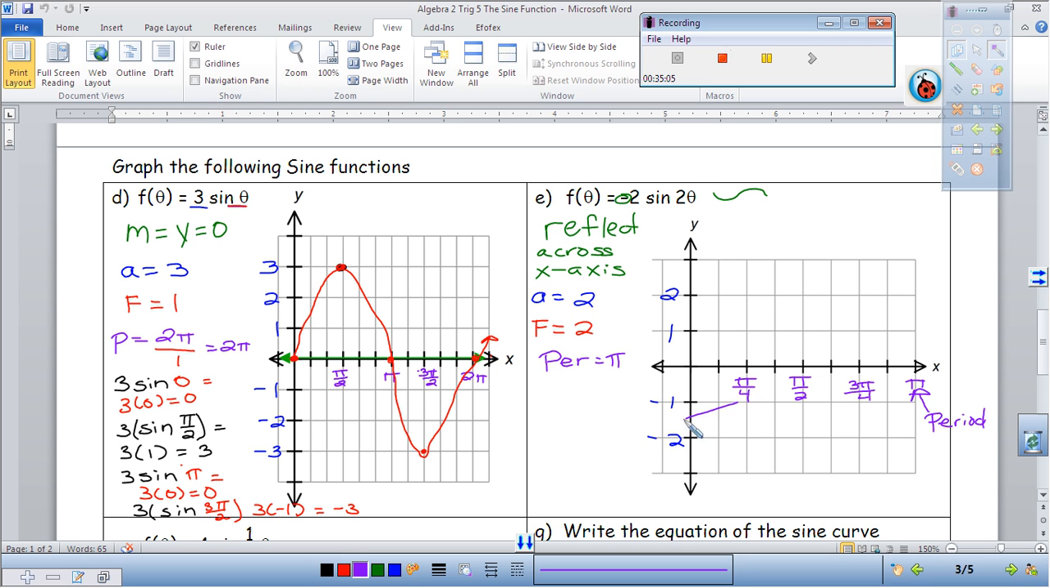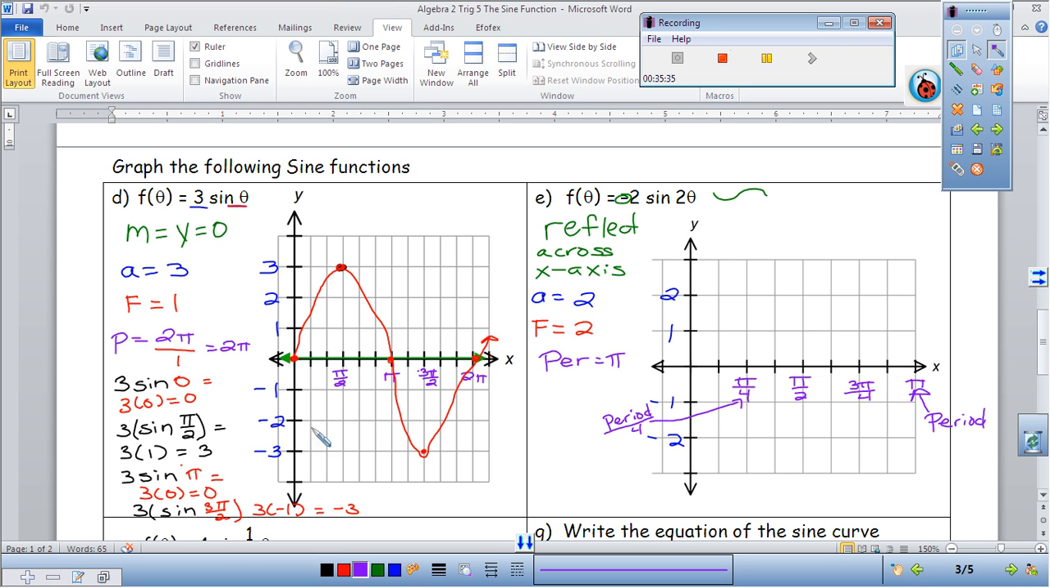Okay, what goes here is the period divided by 4. Write it down. And then you just count by whatever that value is. Any questions over that? Okay, then we're going to graph it.